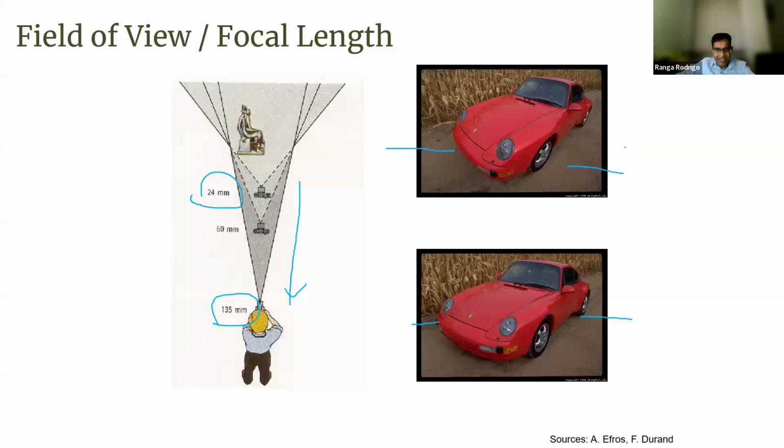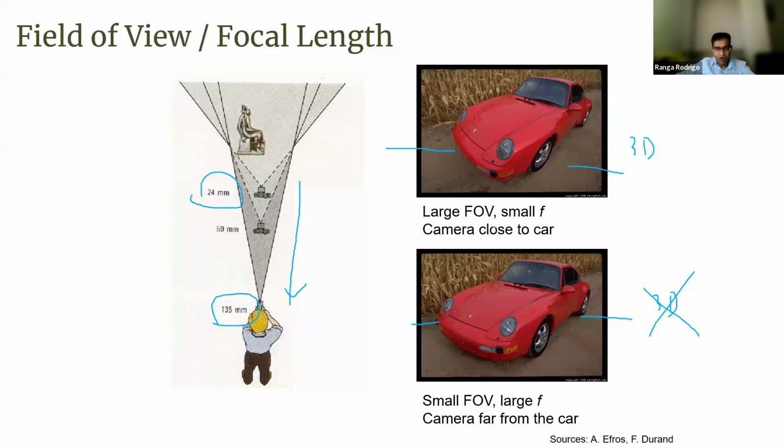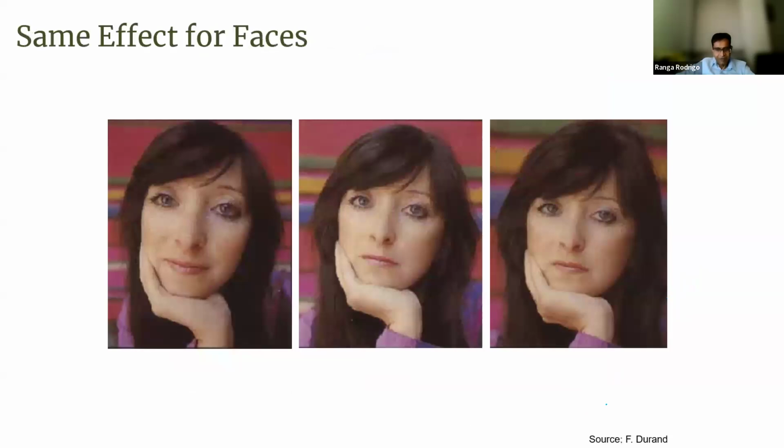But you can see in this one, the 3D nature is there. In this one, the 3D nature is gone. That's what happens when you use a telephoto lens, that means with a large focal length. Small FOV, small f: a camera close to the car. Small FOV, large F: camera is far from the car.